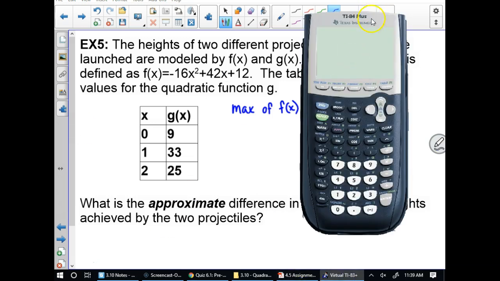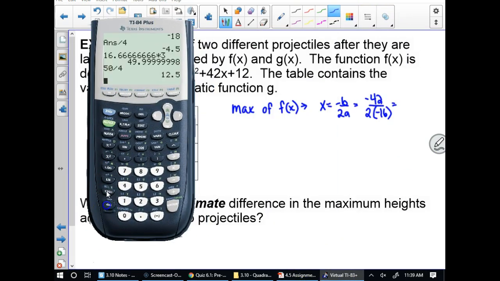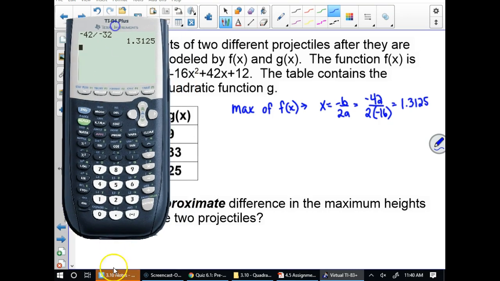And we are going to use our calculator, but we're not graphing it. So negative 42 divided by negative 32 is going to give us 1.3125. Now that is the x-coordinate, that's the time. We want to know the y-coordinate because that's the height here. So what do I do with that to find the y-coordinate? I'm going to plug it in. So to plug that in, I'm going to have negative 16.